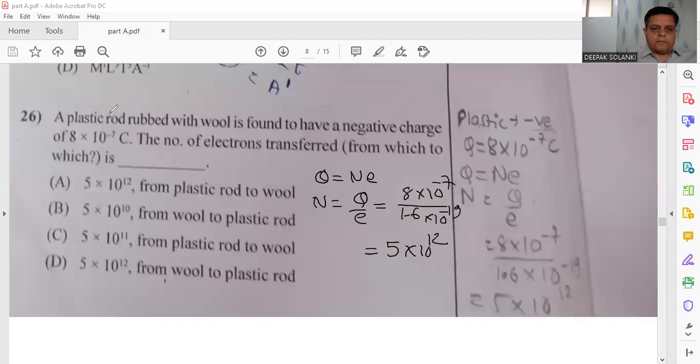Okay, but here the plastic rod becomes negatively charged. So the plastic rod gains electrons from the wool. Okay, so electrons are transferred from wool to plastic rod.